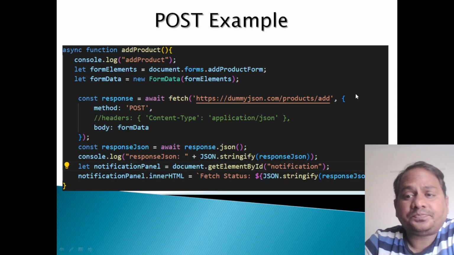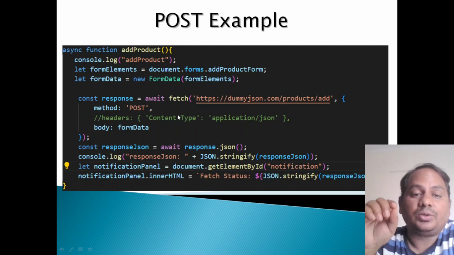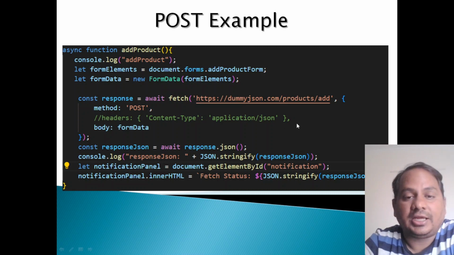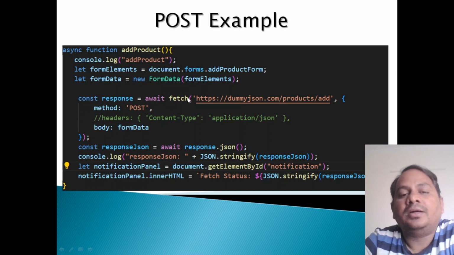In this case, if we are passing JSON, we have to declare, in the content type, basically we have to tell the request that this is a JSON type. The content type is application/json. So I wanted to show you this second parameter in the fetch function, which I was talking about in the last slide.